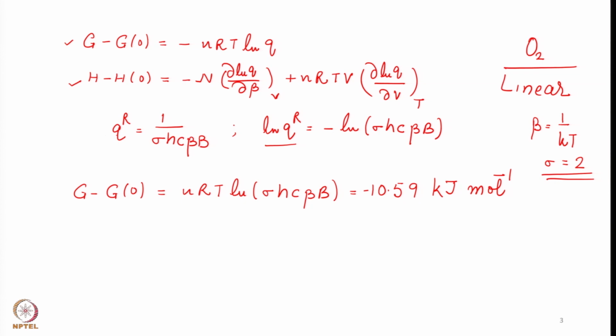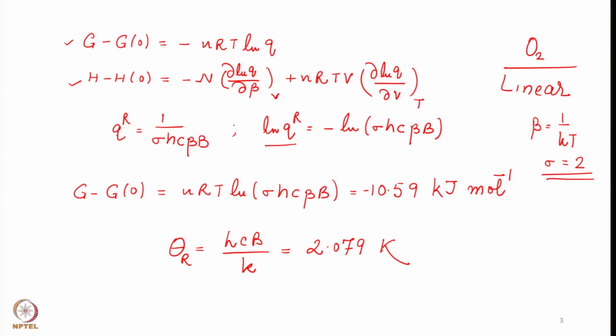Now remember that in order to use this equation, whether you have to use it in H minus H0 or in G minus G0, you have to first of all calculate theta r, which is equal to hcB by k, and you substitute the numbers. This is coming to 2.079 K. The given temperature 298 Kelvin is much higher than this.